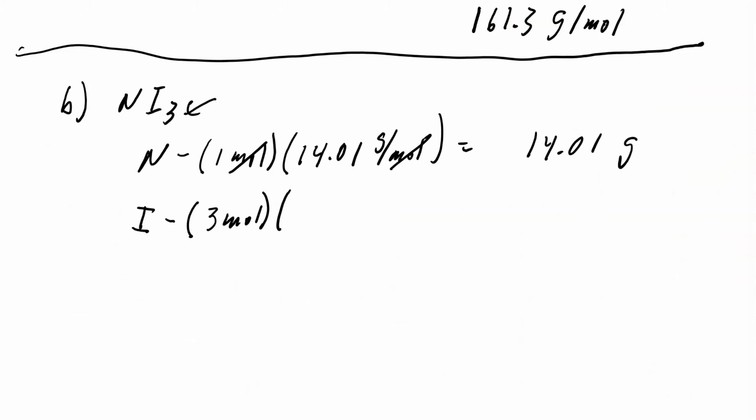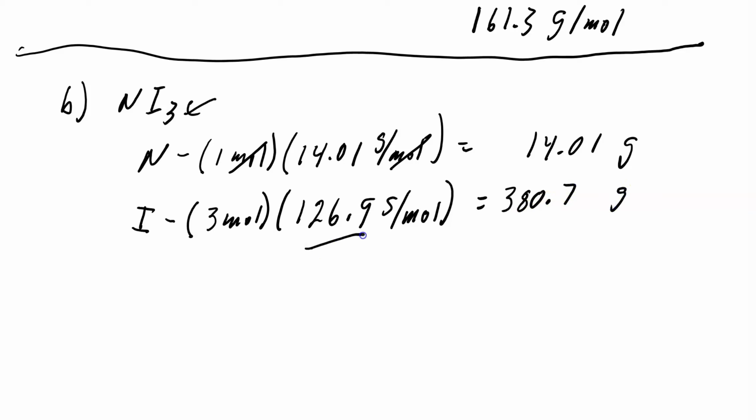126.9 is the molar mass. So let's write 126.9 grams per mole. And now we're going to multiply that together, and we're going to get 380.7 grams. Again, we need 4 significant figures in our answer. We have 4 significant figures in our molar mass of iodine, so we round it to 0.7.